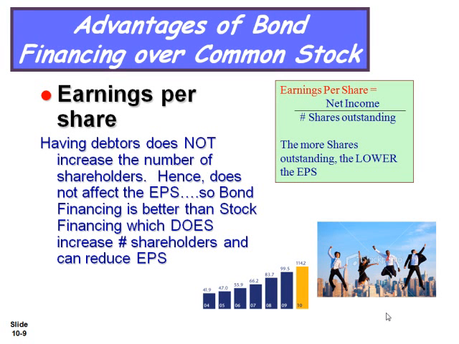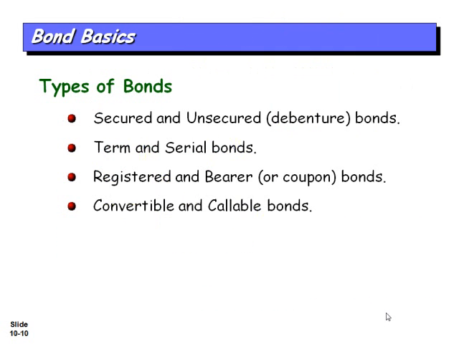Earnings per share. We'll do a calculation at the end of video 4, and I'll show you how this works out. But having less stockholders can increase earnings per share. There's a lot of factors in this, but it can increase earnings per share. So that would be the third advantage.